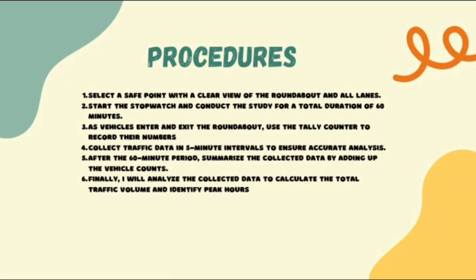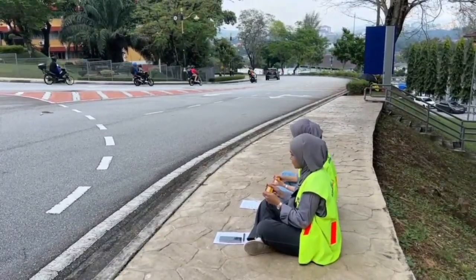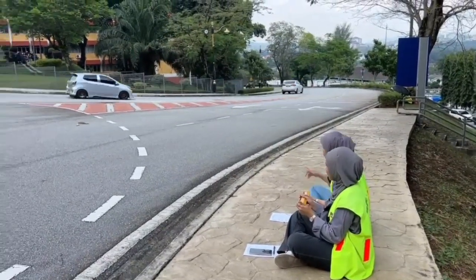Procedures. Select a safe point with a clear view of the roundabout and all lanes. Start the stopwatch and conduct the study for a total duration of 60 minutes. As vehicles enter and exit the roundabout, use the telecounter to record the numbers. Collect traffic data in 5-minute intervals to ensure accurate analysis.